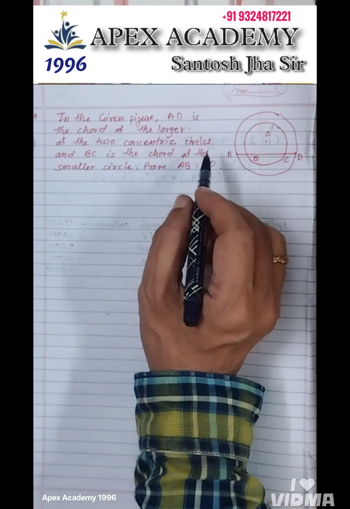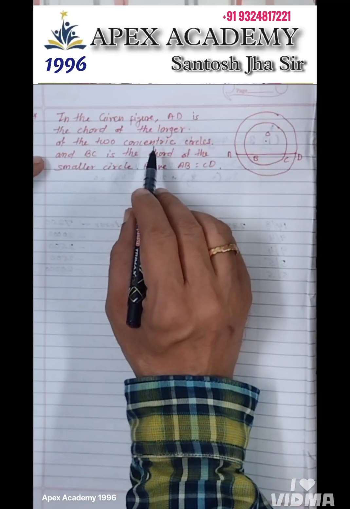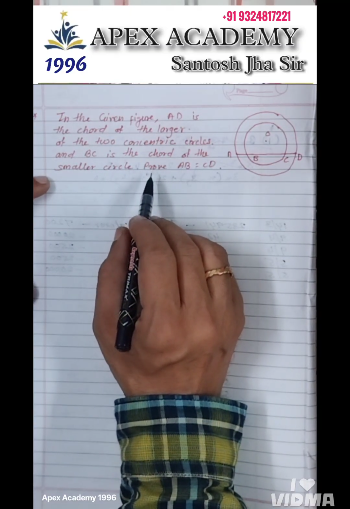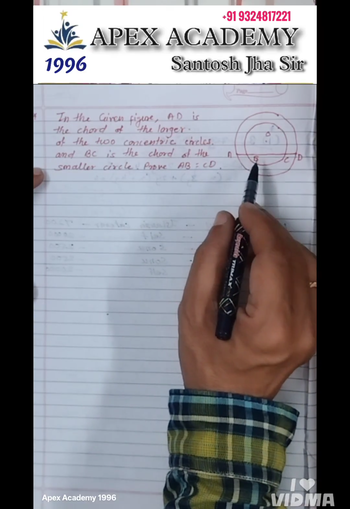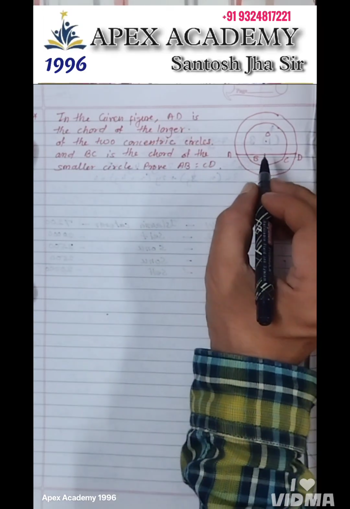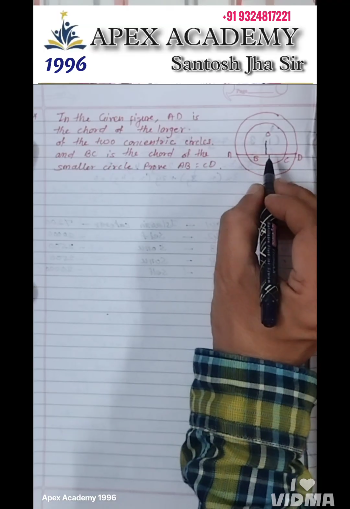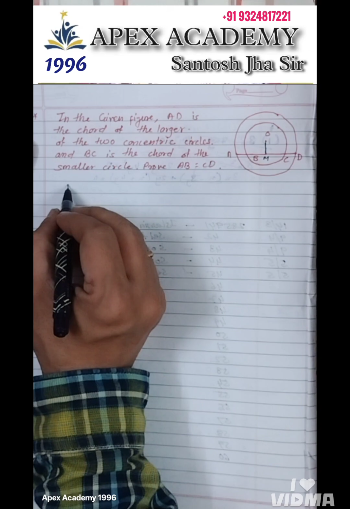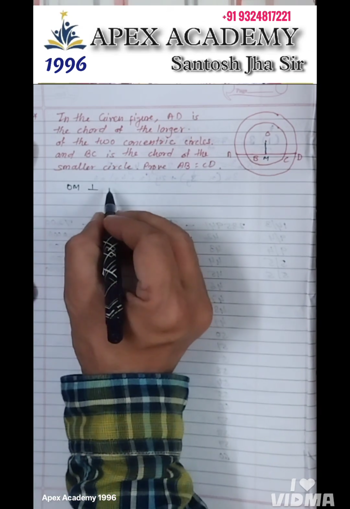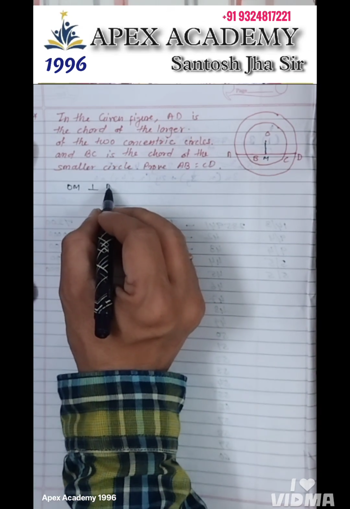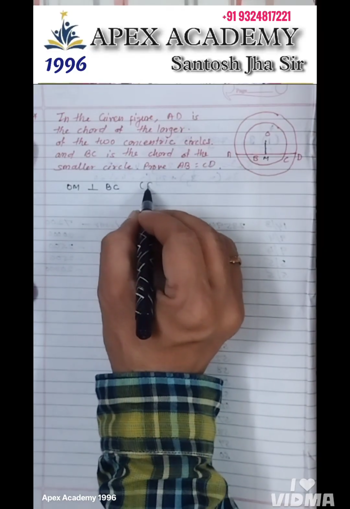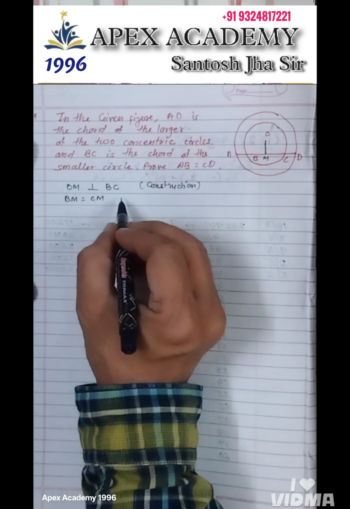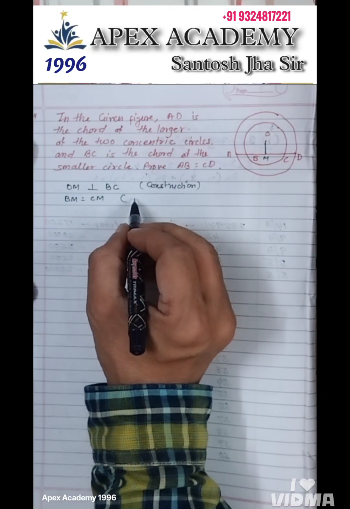So now see, in this sum it is given that AD is the chord of the larger of two concentric circles and BC is the chord of the smaller circle. And we have to prove that AB equals CD. So first we'll draw a perpendicular from center O to the chord. So we'll write here OM is perpendicular to BC. It is construction. By this we'll get BM equals CM. It is a circle property.